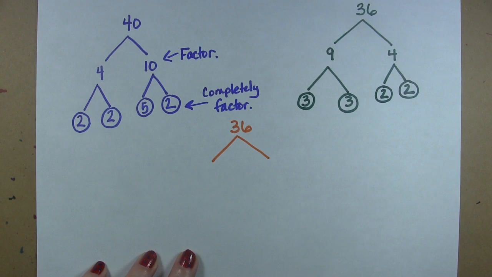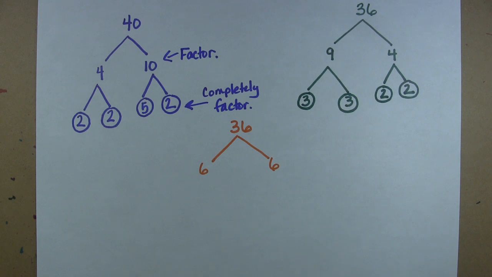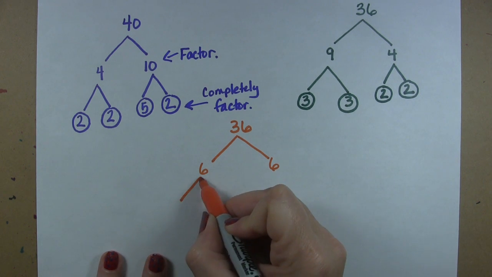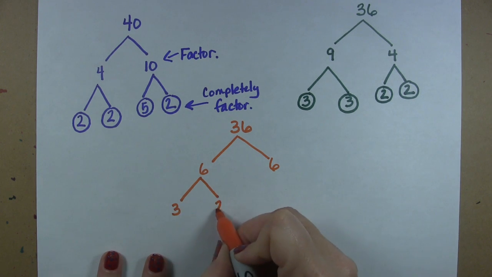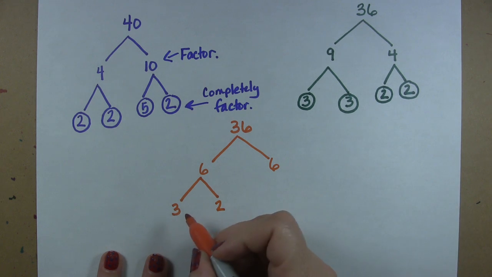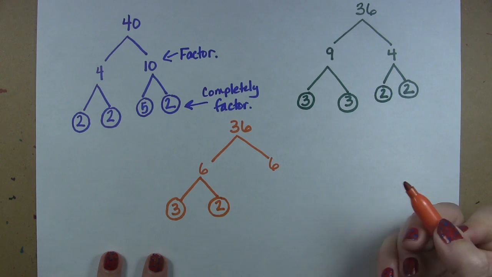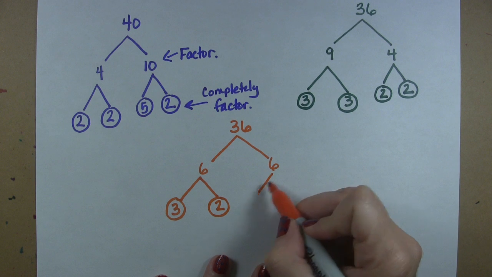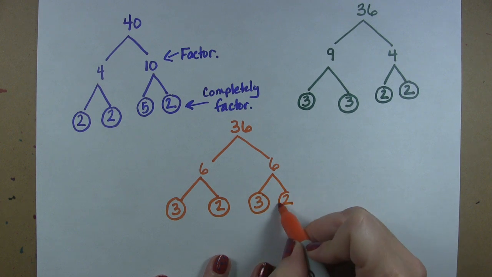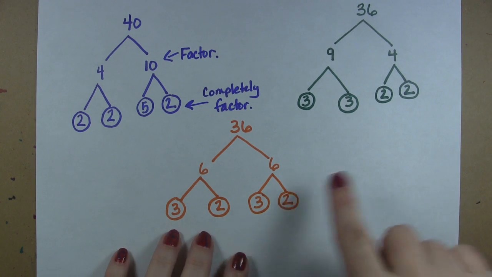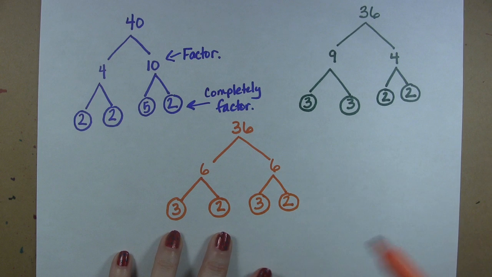So let's say you don't like the numbers 9 and 4. Let's say you're going to say, well, I know that 6 times 6 is 36. All right, great. Let's break down 6. Can you think of two numbers that multiply together to make 6? How about 3 times 2? Can you break 3 down anymore? Nope. Can you break 2 down anymore? Nope. All right, let's break down this 6. Our only option is 3 times 2, and I can't break the 3 down anymore, and I can't break the 2 down anymore. If you look at these numbers and these numbers, you will see that they match up.